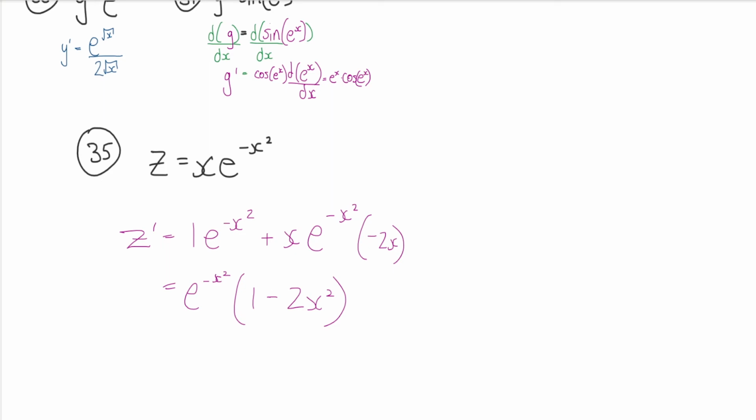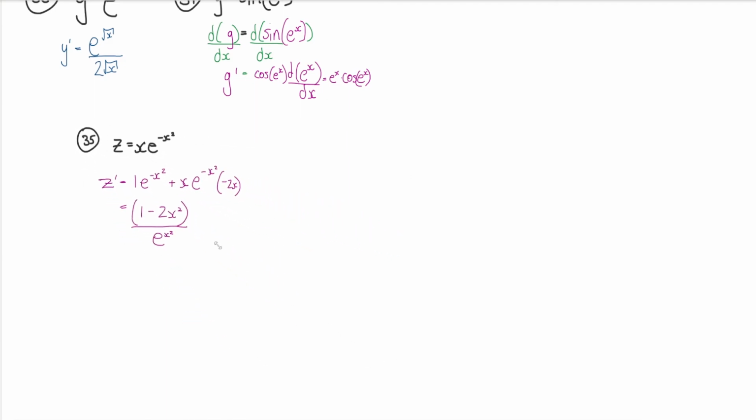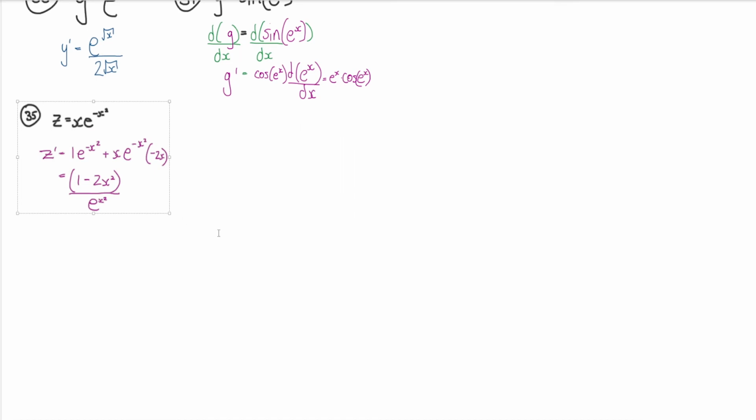We could, if we wanted to, rewrite this as over e to the x squared. Beautiful. Okay, that's 35. We're already cruising. 40 down. Let's get to 40. All we need to do. Let's get to 40.